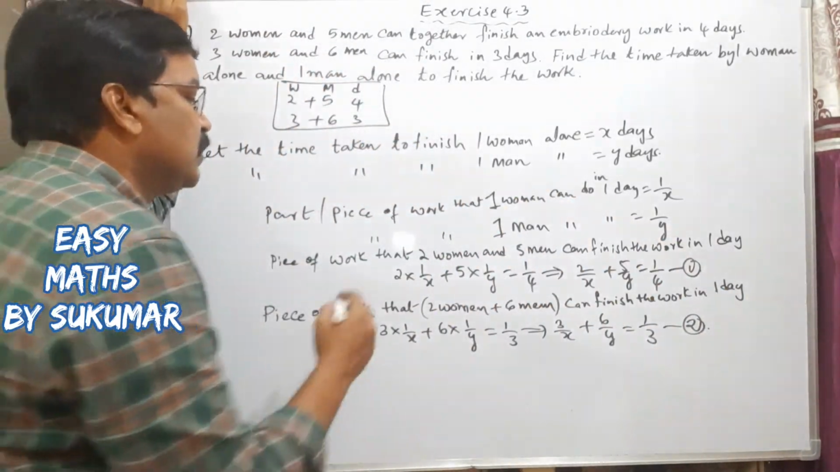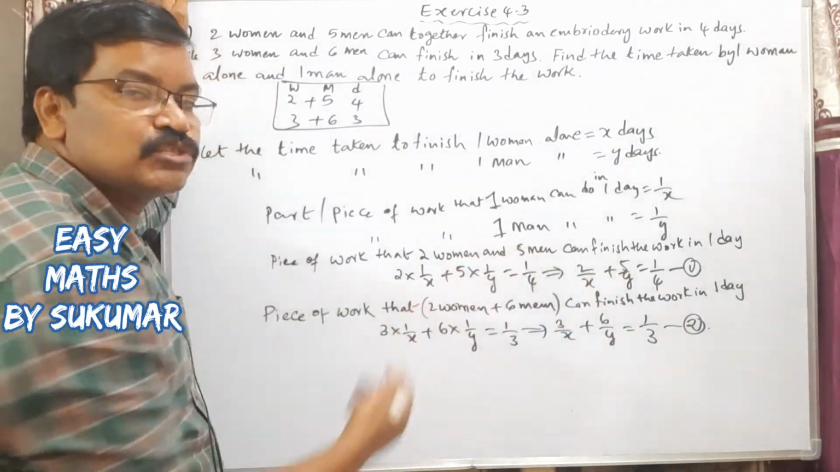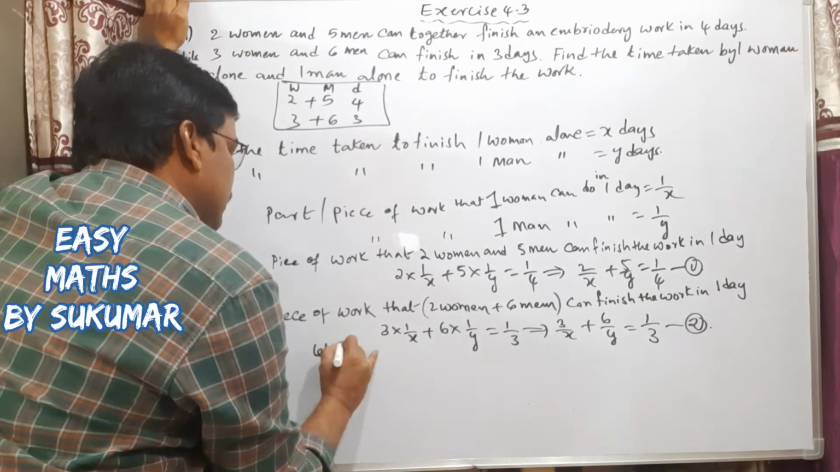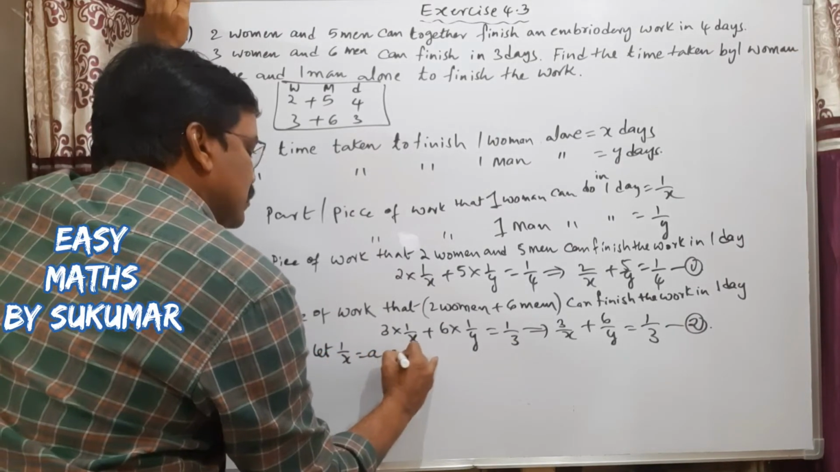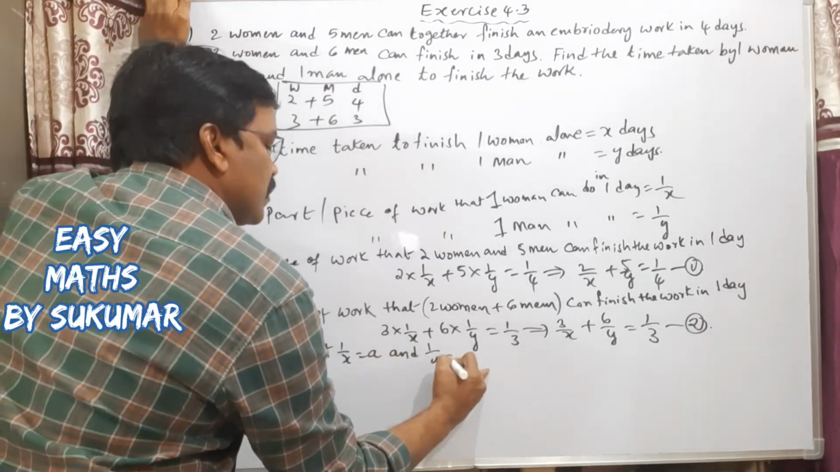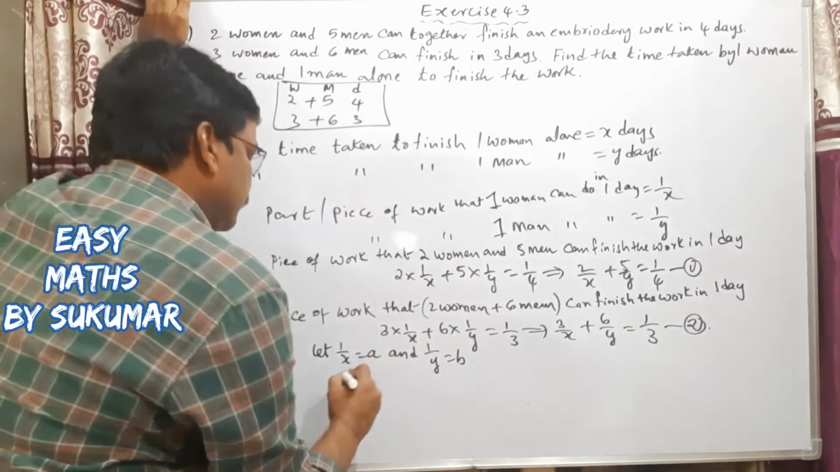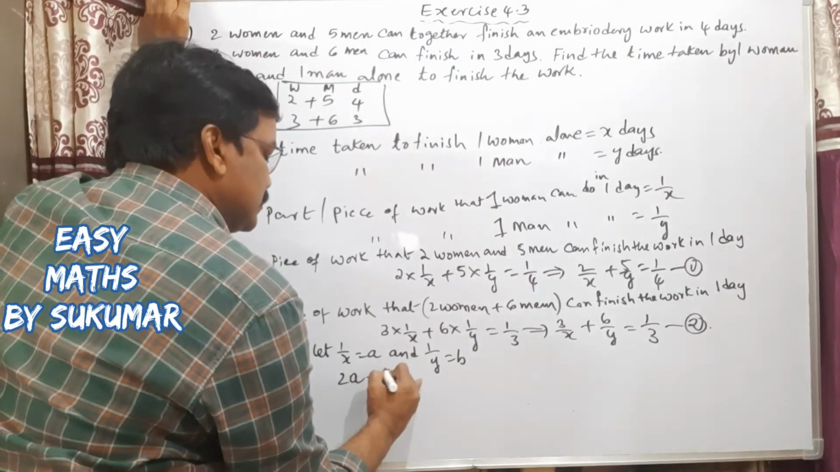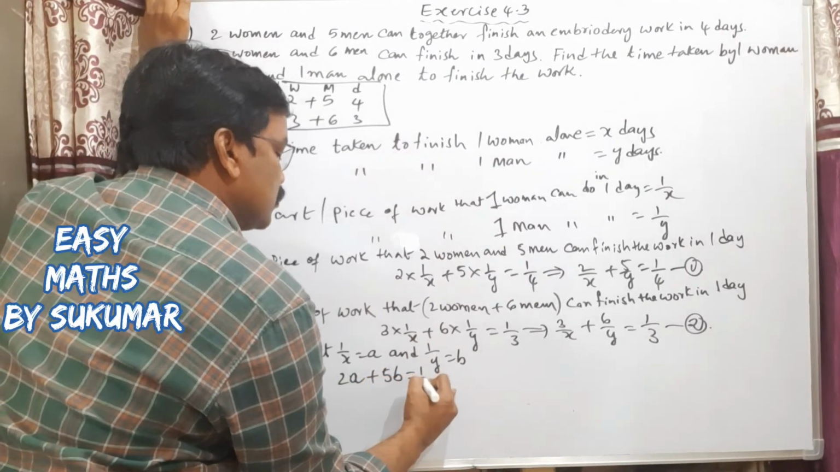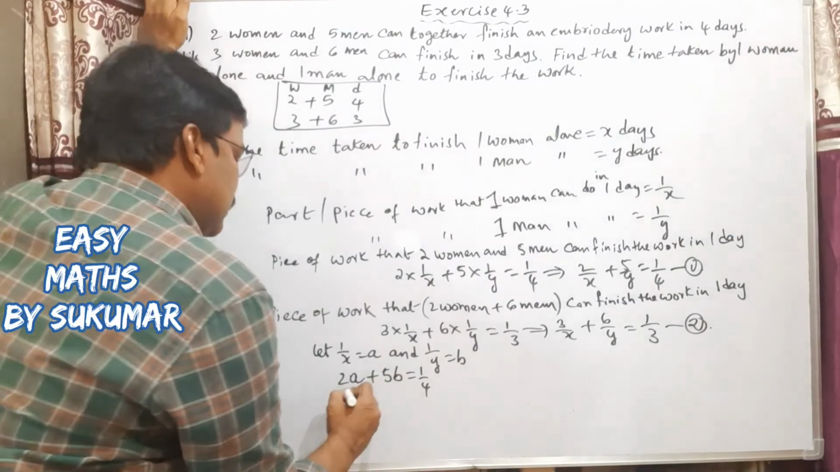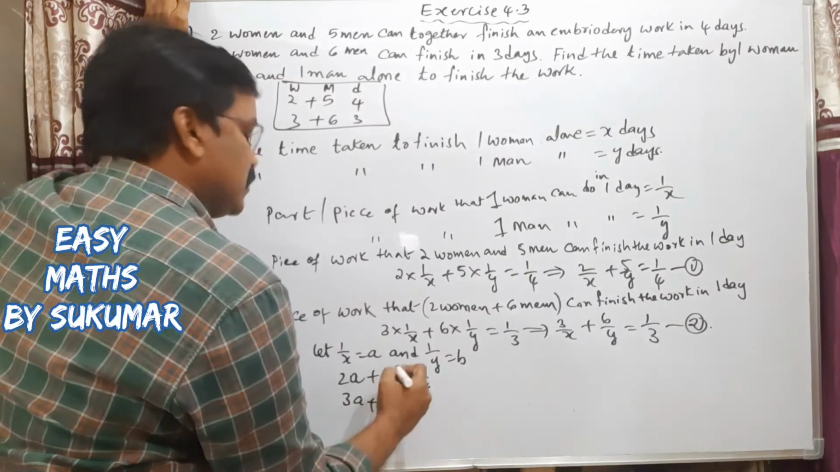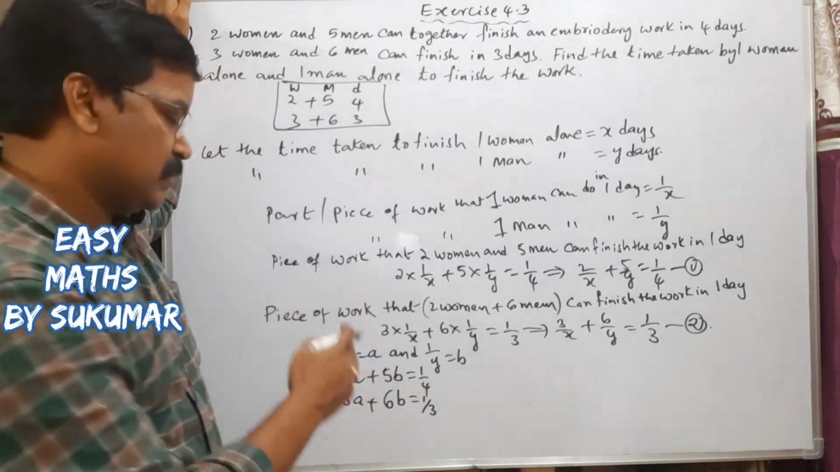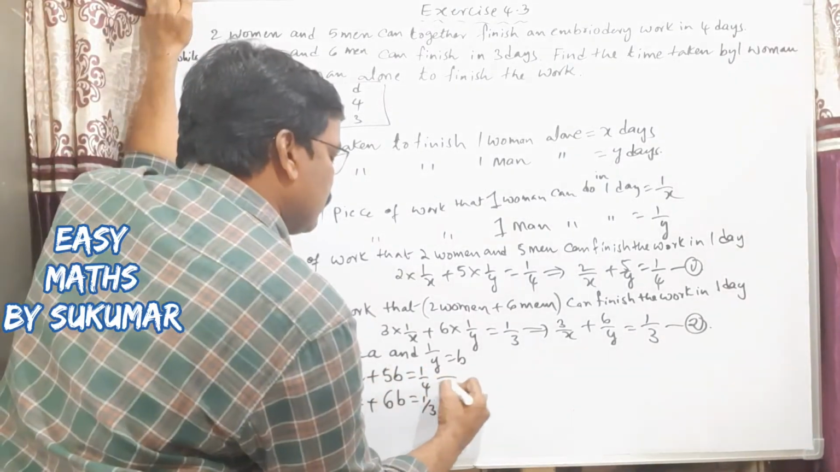Okay, my dear students. Now let us reduce these two equations into linear equations. How? Let 1 by x is equal to a and 1 by y is equal to b. That means this first equation has been changed to 2a plus 5b is equal to 1 by 4. Similarly, 3a plus 6b is equal to 1 by 3. Now, my dear students, let us simplify here.